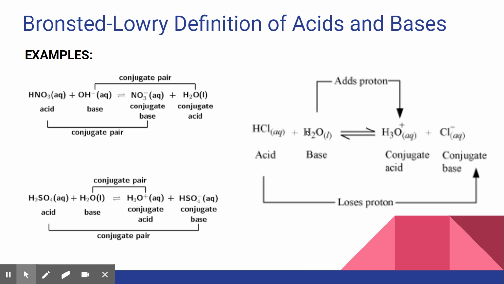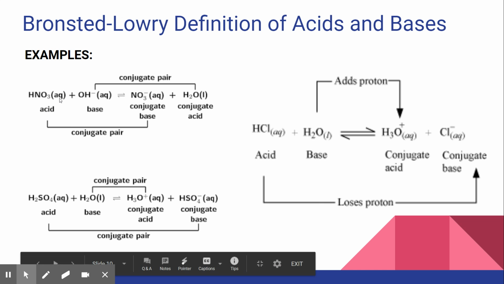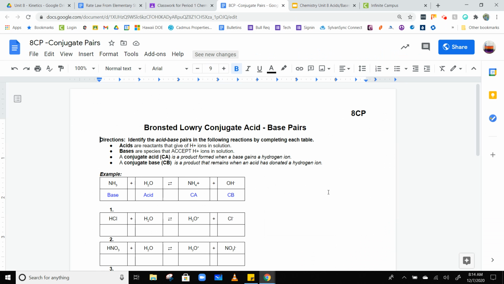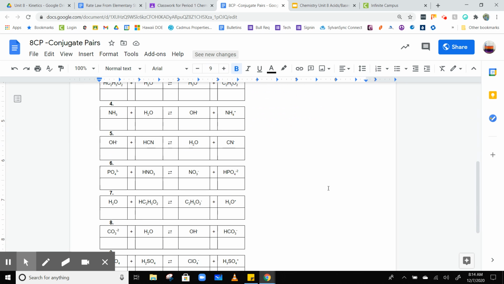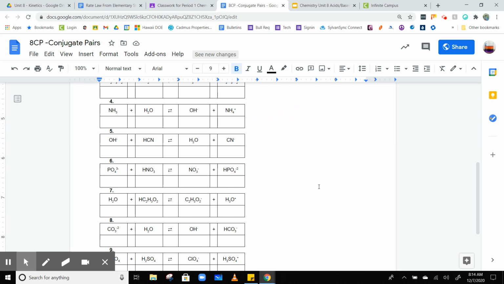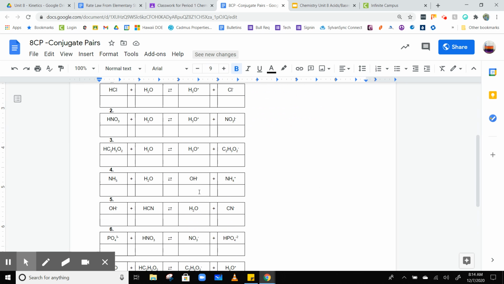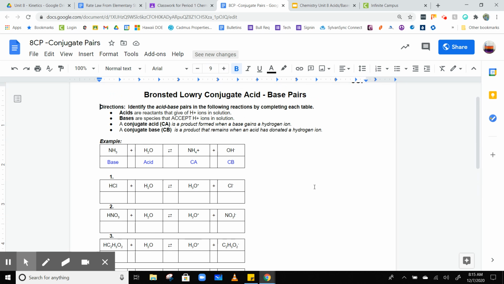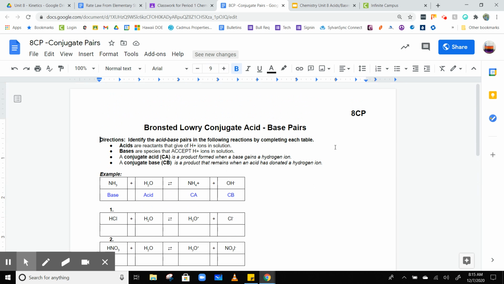So that's it. That's how you do conjugate acid-base pairs. Your job now is to fill out these charts right here. Do the best you can. Remember, acids and bases will always be in the reactants, and the conjugates will always be in the products. Just don't forget that. And there's a little description right here about what each one does.